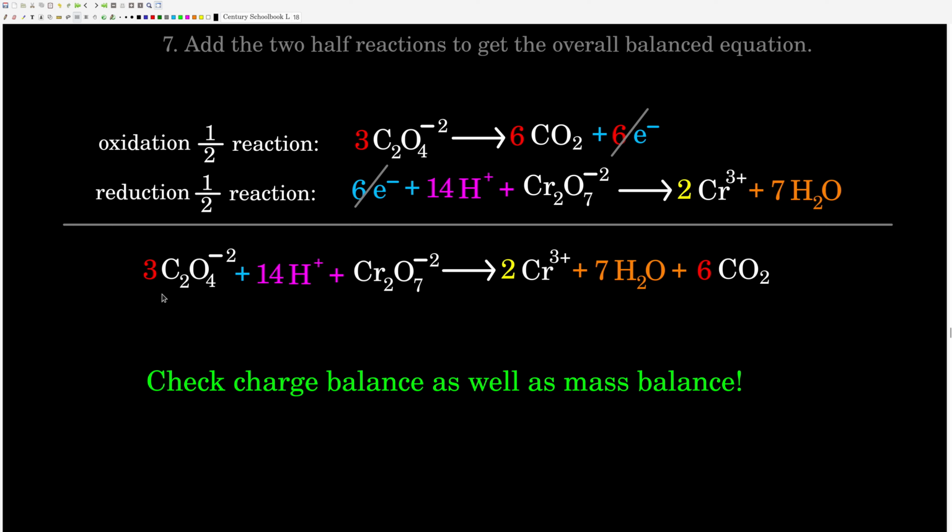Now the charge. On the left, we have 3 times negative 2 is negative 6, plus negative 2 is negative 8, and then 14 times 1 is positive 14. So positive 14 minus 8 is positive 6 on the left. On the right, we have 2 times 3 is positive 6. There we go. By the way, when we get to this point, right before we cancel the electrons, the number of electrons that we have in both half reactions that we made the same is how many electrons are being transferred in this reaction. That's a useful thing to know. We're going to see that later in this material.